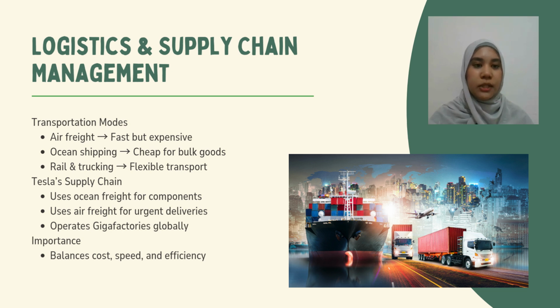For Tesla's supply chain, most of the time it uses ocean freight for components, while it uses air freight for urgent delivery, and it operates gigafactories globally, like I said earlier, sorry, in China. The importance of having good logistics and supply chain management is to balance the cost of production, the import and export cost, the speed for the product to arrive, and also the efficiency in exporting and importing products.